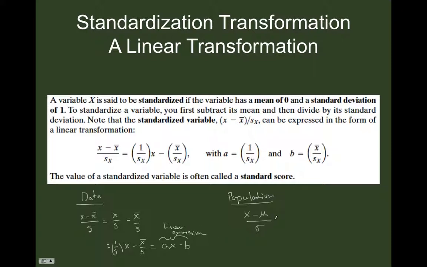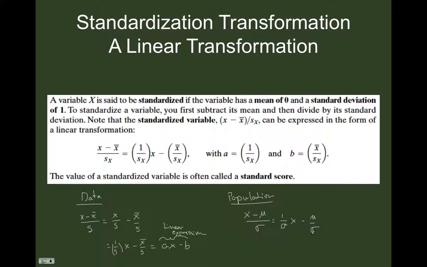The same argument can be made for the population parameters as well. So this would be 1 over sigma instead of S, and then this would be minus mu over sigma. And since mu and sigma are both constants, both of these transformations are linear transformations.